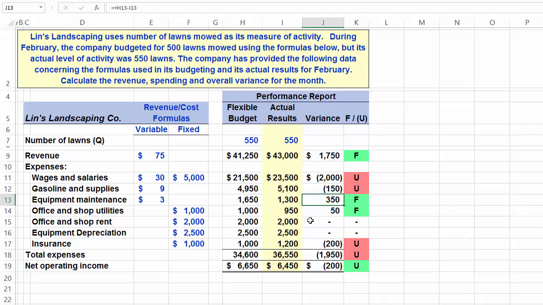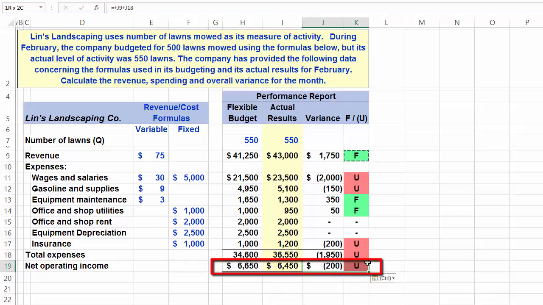And some of our fixed expenses, well, we spent exactly what we planned to spend for rent and equipment depreciation. However, for insurance, we ended up spending $200 more, and we had budgeted $1,000 and spent $1,200, yielding a $200 unfavorable variance. And that could just be because our insurance agent called us and said, you know what, you have a premium increase. And these things happen. I wouldn't be overly concerned about that amount. In any event, the big picture shows that we have a $200 unfavorable overall variance.